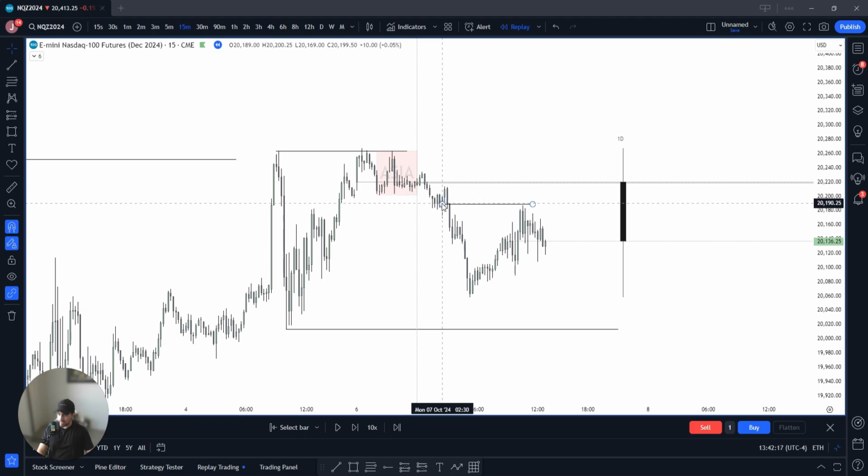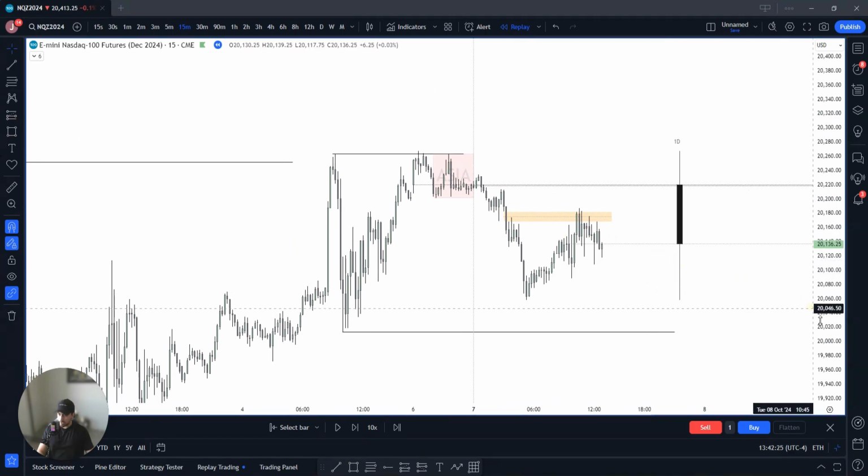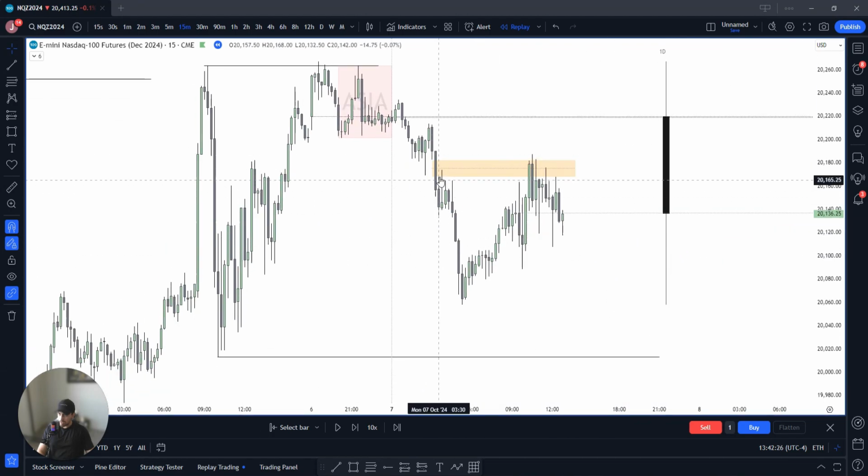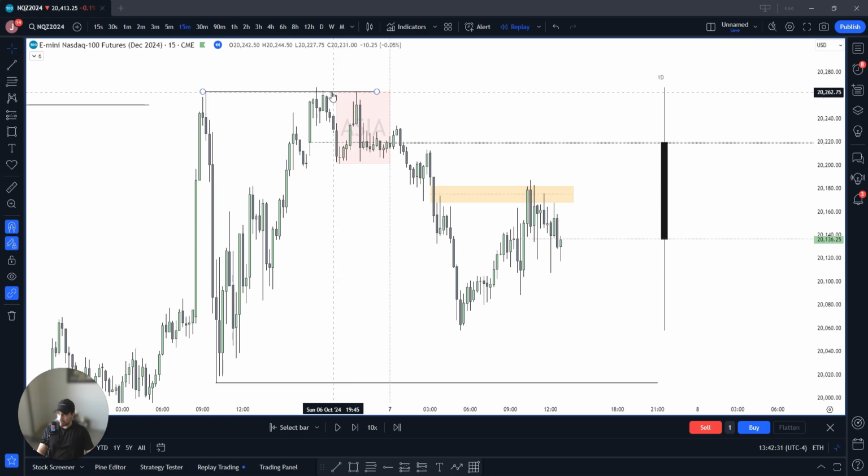Again, you can use the wick to wick. I like to use the body, but we also have right under that CISD, which is what I used here on Monday, was this fair value gap. Okay, so looking at this fair value gap that was formed in London session, again, this move makes sense, right?